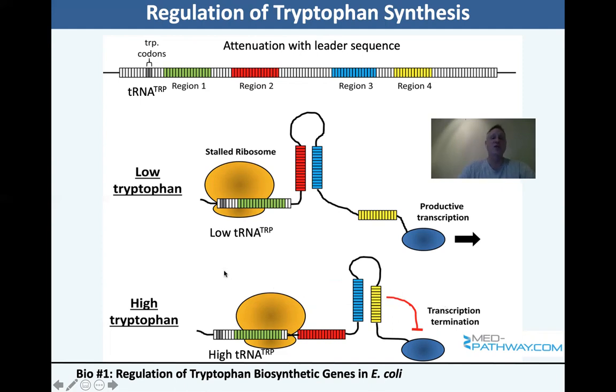So the position of the hairpin loop as a function of tryptophan concentration, which is sensed by the tRNA tryptophans, is what determines how tryptophan attenuation and leader sequences work. And we have a good passage on this as well.